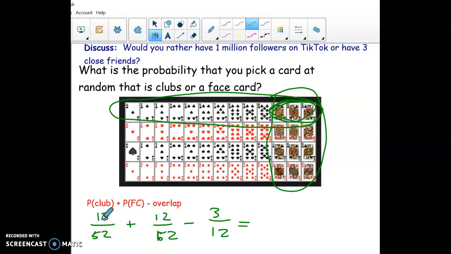So our chances here would be 13 plus 12, 25, minus 3. So we'd have a 22 out of 52 chance, if I just drew a card, that it would either be a club or a face card. And obviously we could reduce this, right? It'd be around 40%, but we could certainly reduce it to 11 over 26.